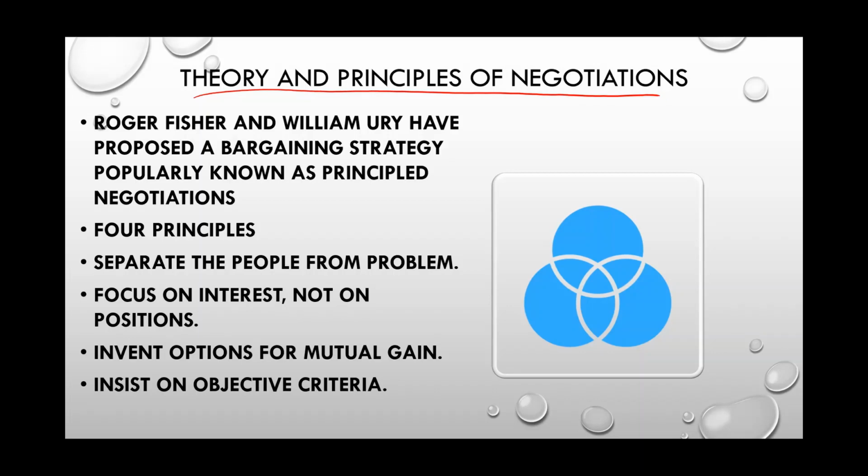Roger Fisher and William Ury, in a research project called the Harvard Negotiation Project, proposed a bargaining strategy which is popularly known as principled negotiation. In their project, they have four principles for conducting principled negotiation. First is separate the people from the problem. Second is focus on interest, not on position. Third is invent options for mutual gain. Fourth is insist on objective criteria. Let's discuss and understand each principled negotiation one by one.